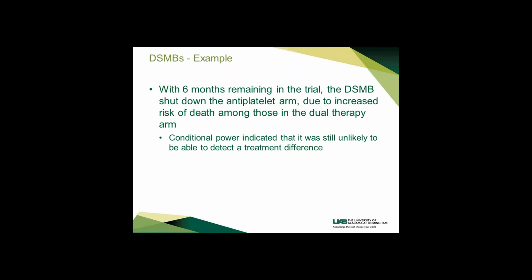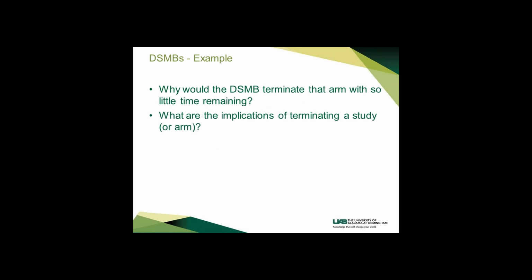And so even though there were only 6 months left in the study, the DSMB felt that ethically they couldn't continue to randomize patients to this arm. So with 6 months left, they shut down this arm, with the blood pressure arm continuing. And so all of the logistical issues that I just mentioned had to be implemented at that point, right before study closeout. So why would the DSMB terminate that arm with so little time remaining?